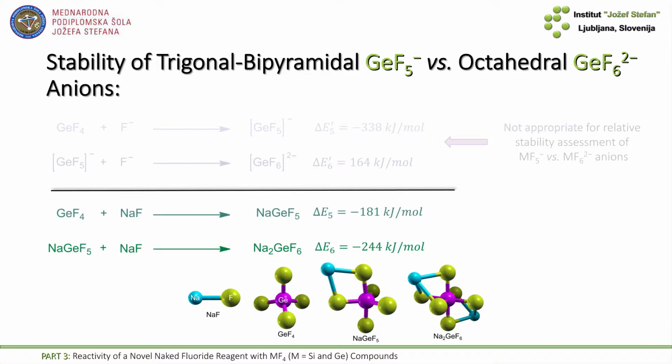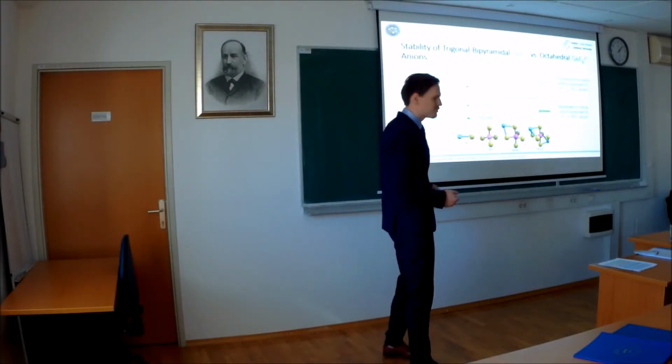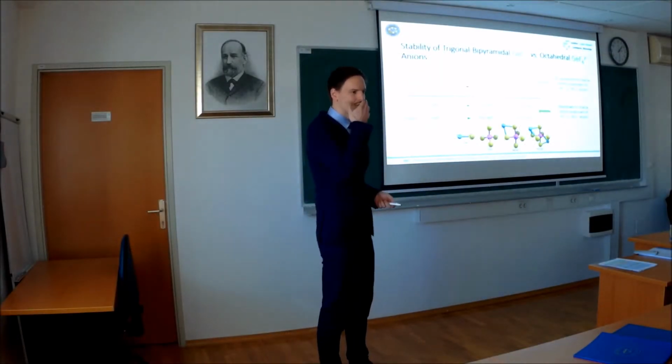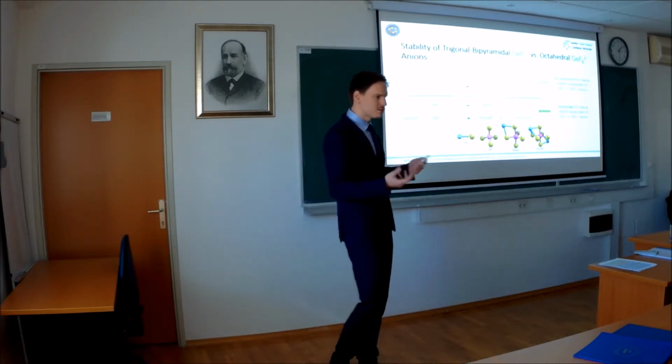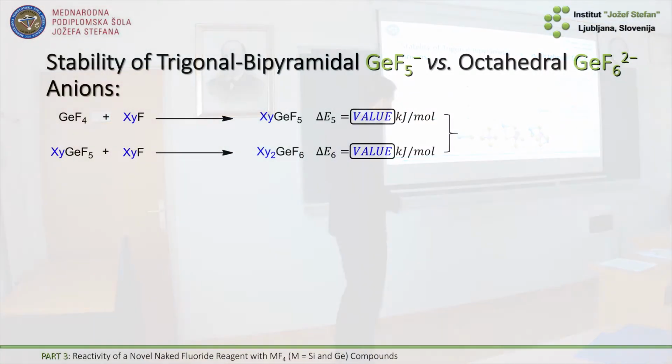And if you then perform calculations on this system, you can see that they reflect the observed structure, the empirical data. Namely, the first product, sodium pentafluorido germanate, is favored against the reactants by roughly 180 kilojoules per mole. However, the next reaction step is even more favorable. And although these numbers are not to be taken too absolutely, it was the trend that we were interested in.